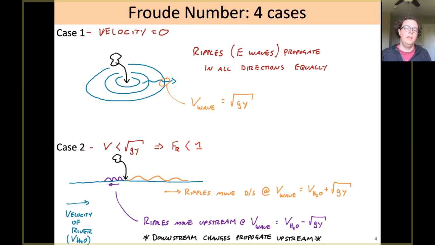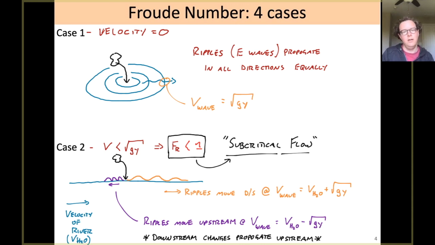Now, importantly here, what this means is something that happens downstream, like the rock, actually has the ability to control what's upstream of it. So the upstream flow responds to these downstream perturbations. And we call this subcritical flow. So Froude number less than 1 is our key indicator of subcritical flow. Velocity is less than the wave celerity.